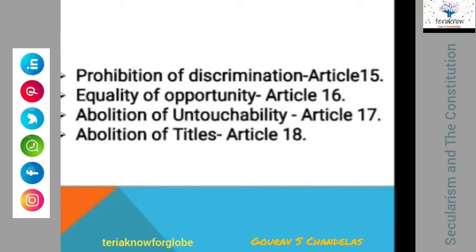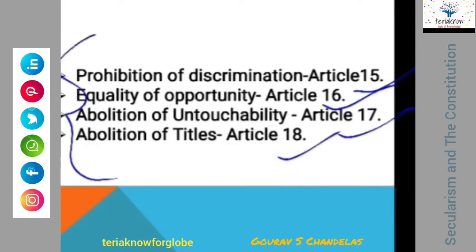Now, Article 15 talks about prohibition of discrimination, equality of opportunity is under Article 16, abolition of untouchability is Article 17, abolition of titles is under Article 18. So this makes the right to equality. It combines and forms the right to equality, provides equal justice to all, and these rights cannot be violated in India.